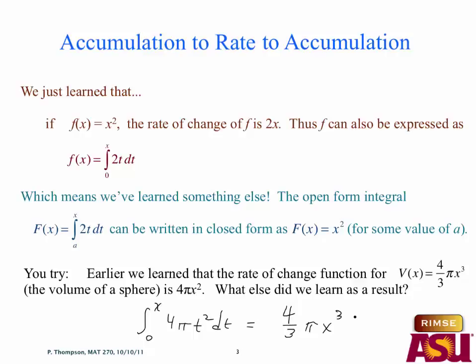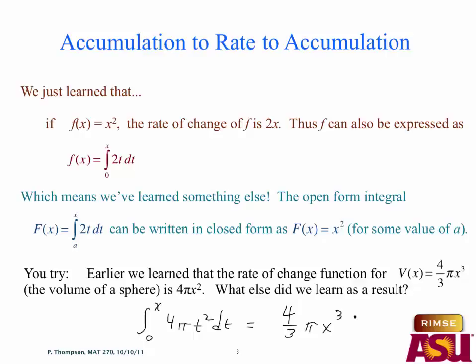Does that help? Yeah, but my question is, does this work for any open form? At this point, it would only be the ones for which we found the closed form rate from the accumulation. So I can't just change this right now to say 4 pi square root of t? Well, that would be the accumulation function, but we wouldn't know a closed form for it because we never found that as the rate of change function of something.